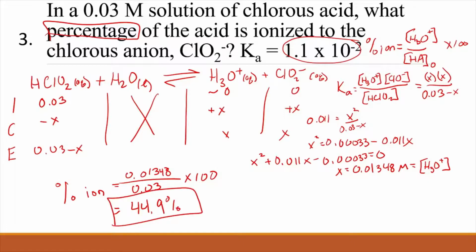So this would be a great example of something that might be a test question. You've got your ICE table that you need to do, you've got a Ka, you need to solve for something, and then there's that one little extra step. So make sure that you're reading the questions well and completely when you're taking your test.